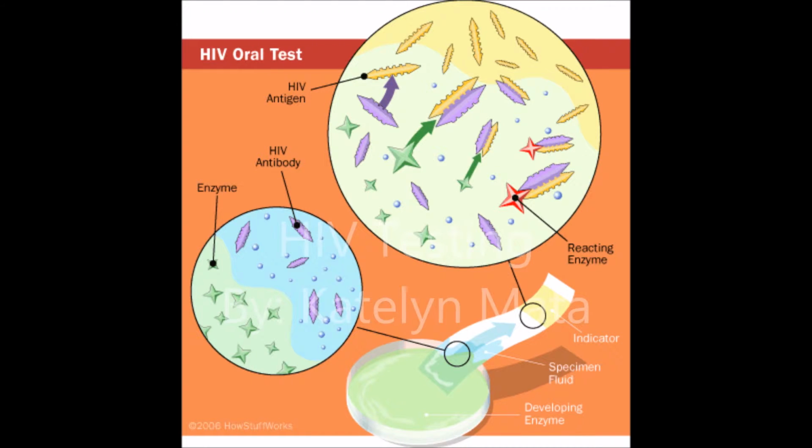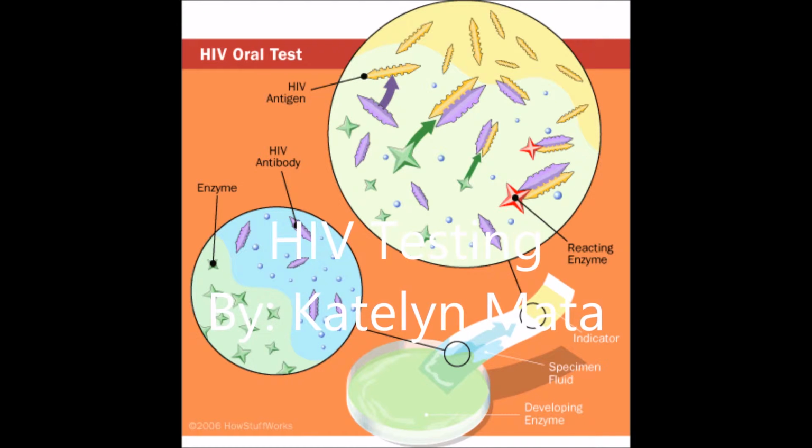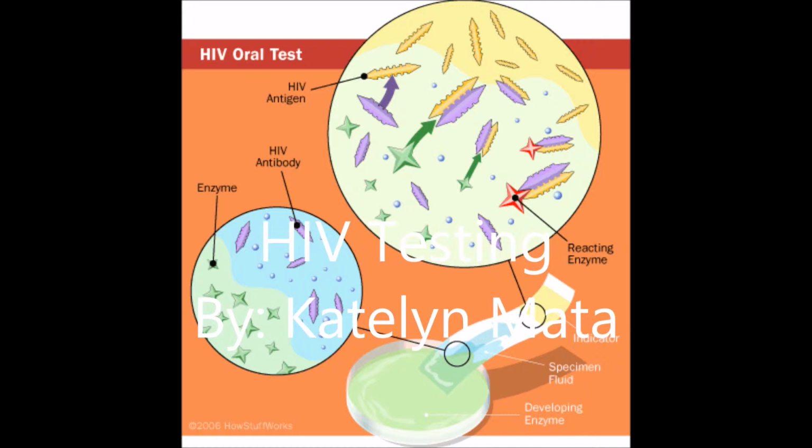Today I'm going to explain what are the different types of HIV testing. There are three main types of HIV tests: antibody tests, RNA tests, and a combination test that detects both antibodies and a viral protein called P24.